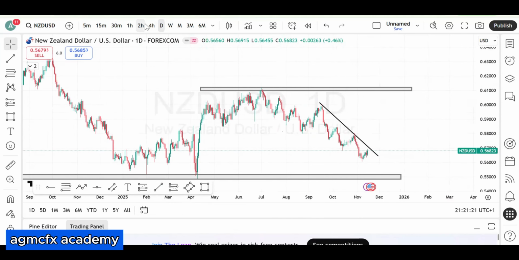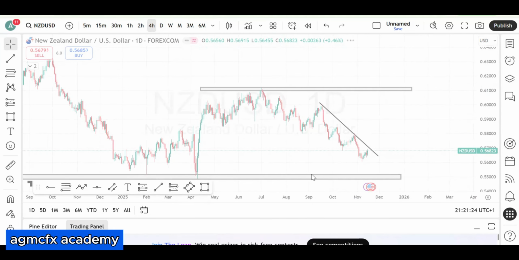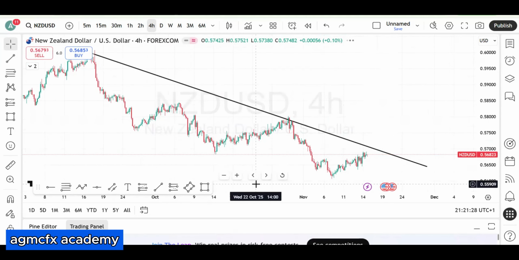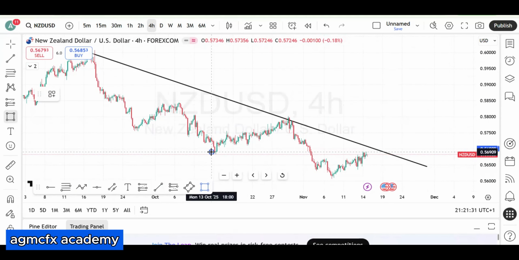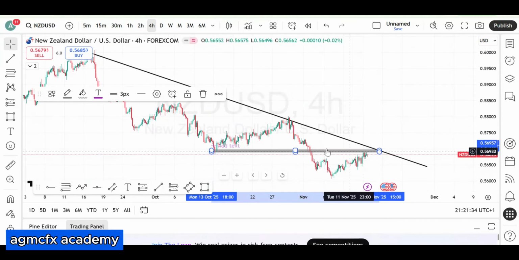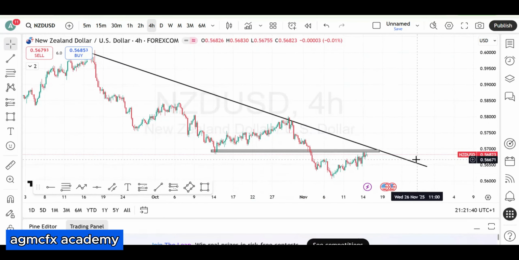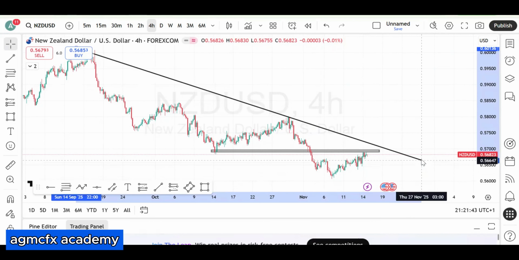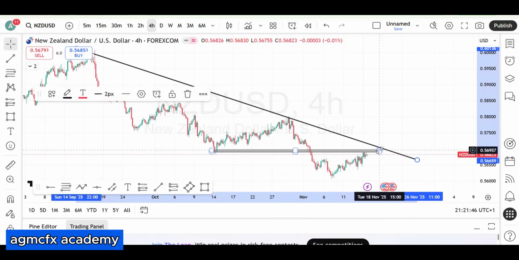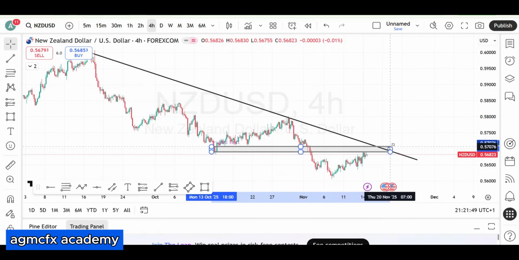So let's go to 4 hours and look at the structure. All right, you can look at this level now. The market broke this level, tested it, then started coming down, then went up again. So if the market still maintains this resistance level, you understand? I still hope that the market is still coming down.